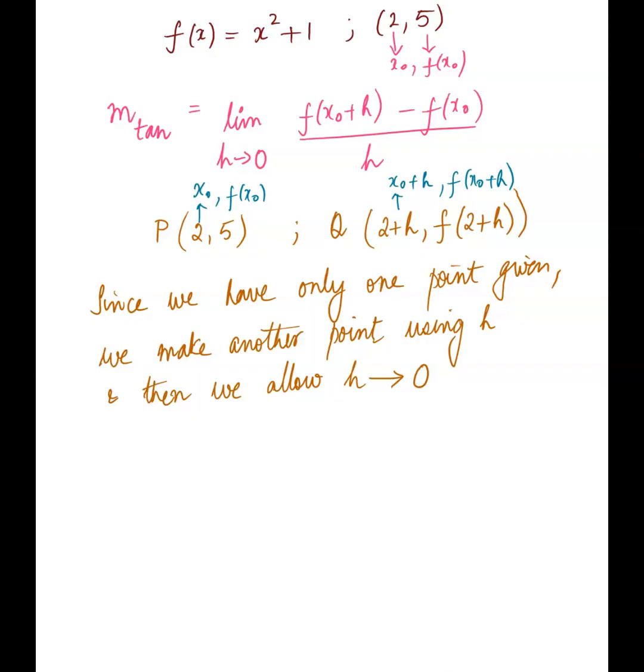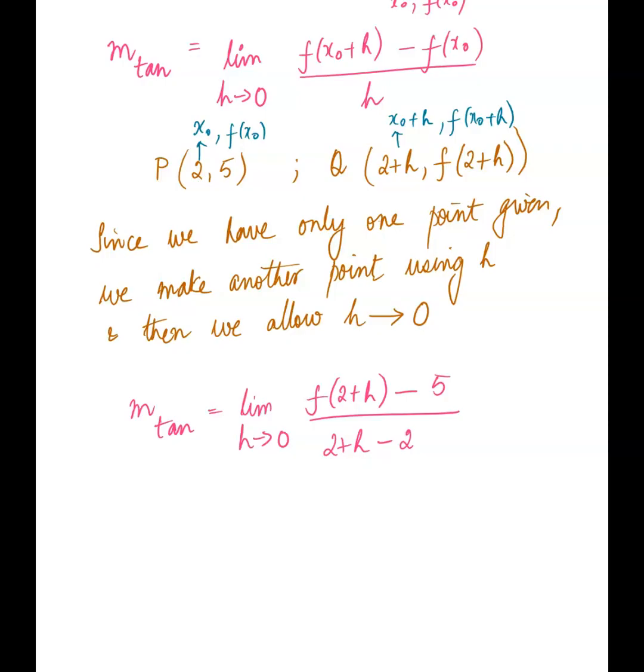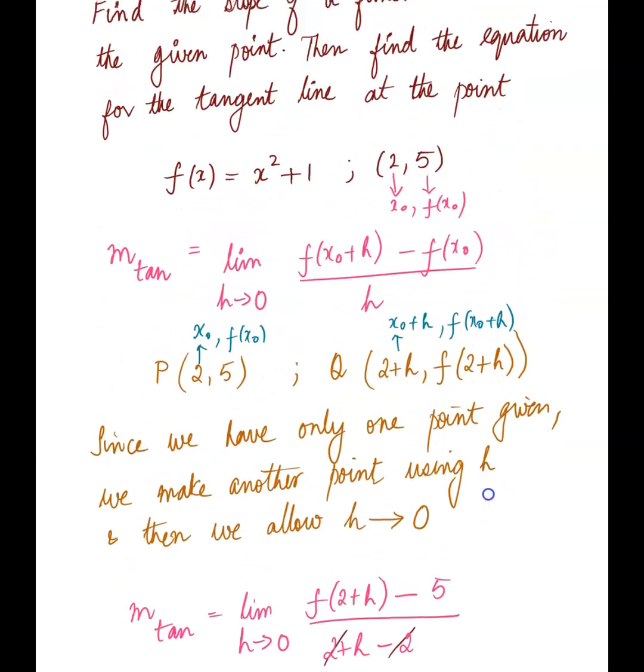Okay. So m tan is limit h approaches 0. F of x naught plus h is the same as f of 2 plus h minus f of x naught, divided by x naught plus h, which is 2 plus h, minus x naught, which is 2. And as expected, the 2's will cancel off, leaving us with just an h. But if you come to the numerator, f of 2 plus h, how do I evaluate that? For that, we have to go back to the function.